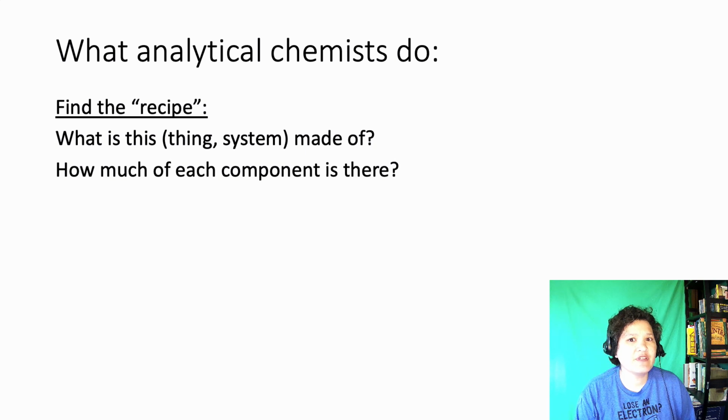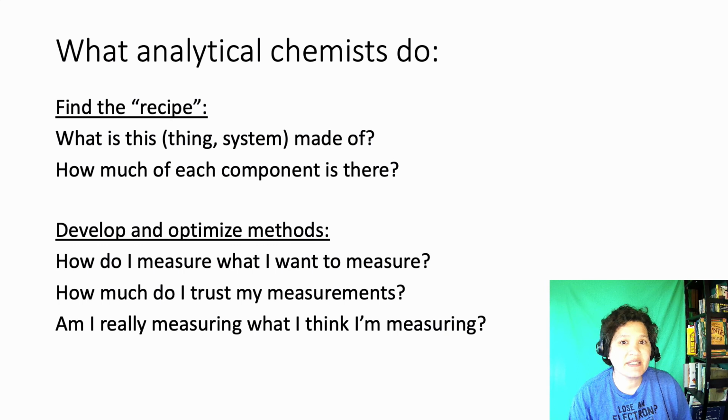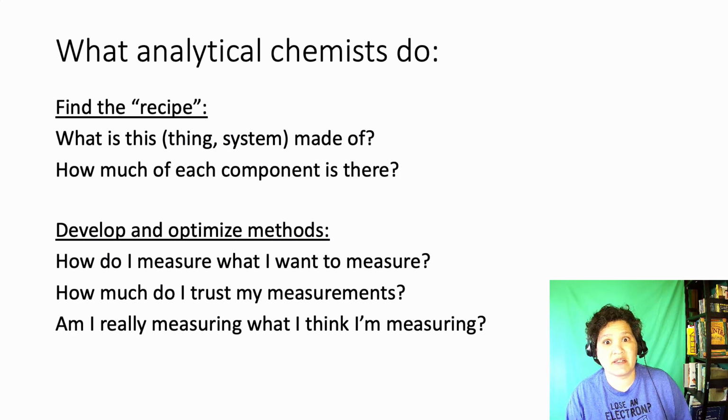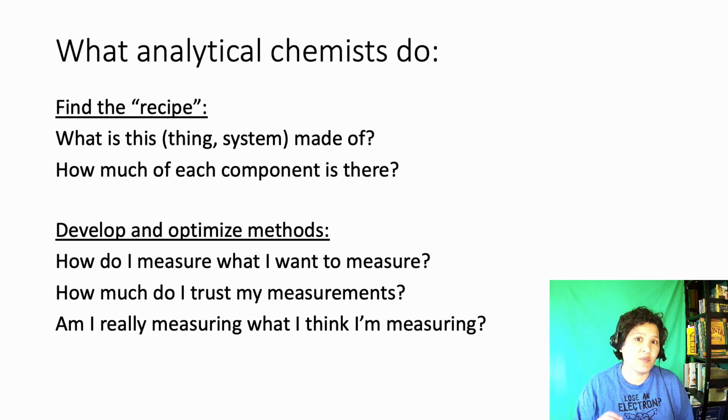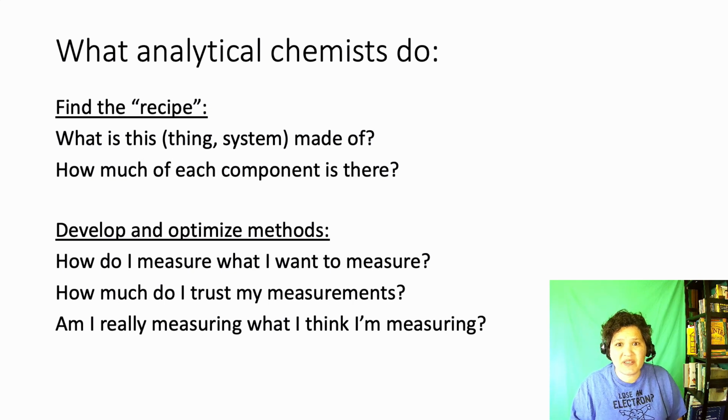Now let's talk about a few other things that analytical chemists do, which basically revolve around method development. How do I measure what I want to measure? There are some things that we want to measure that we don't know how to measure yet. And so coming up with those ways of measuring things is a real challenge. Sometimes we do have ways to measure things, but they're really not very good ways to measure things. So how can we make a better way to measure what we want to measure?